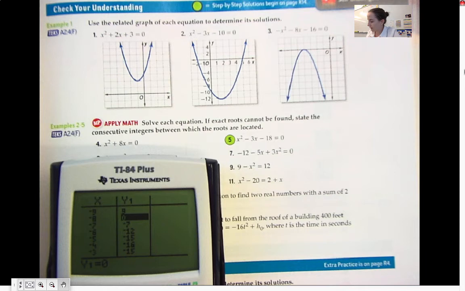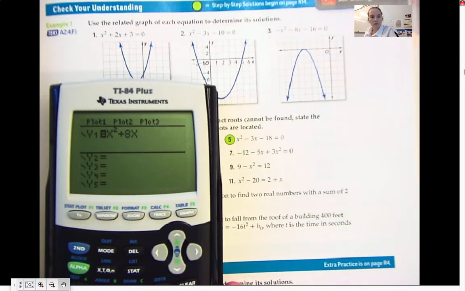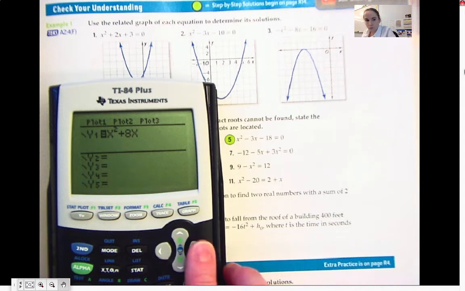Let's try number 5. Y equals, I'm going to leave x squared in there. I'll change my plus sign. I'm just going to hit minus instead of a plus there. Change this to a 3. It'll just overwrite it for you. I'm going to arrow over to get off of the x, and then I'm going to put -18.